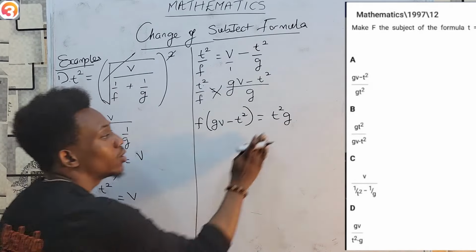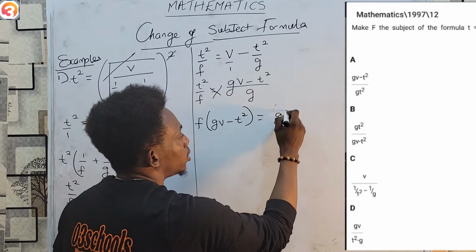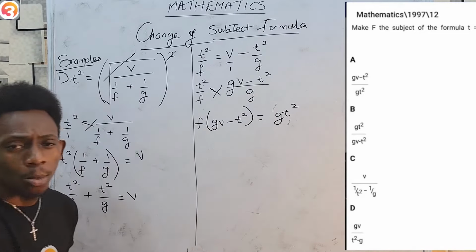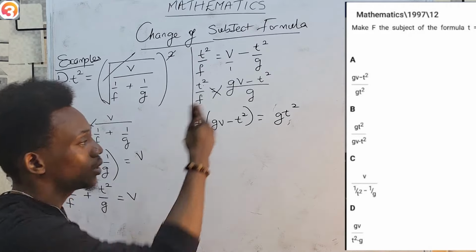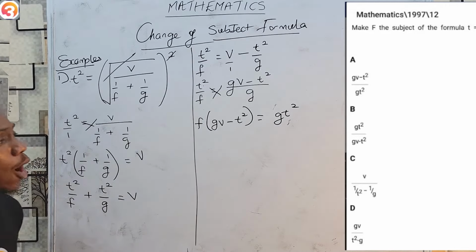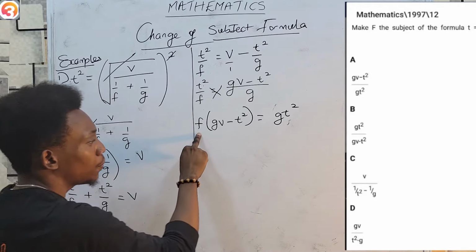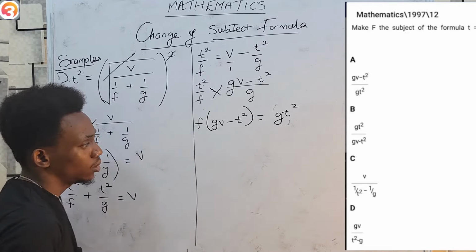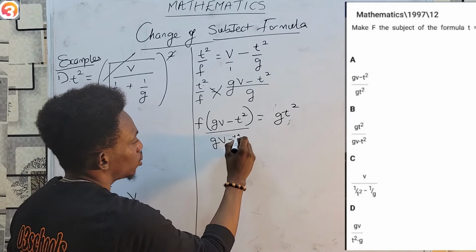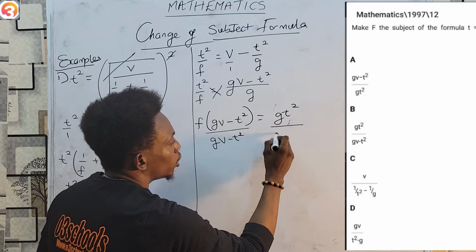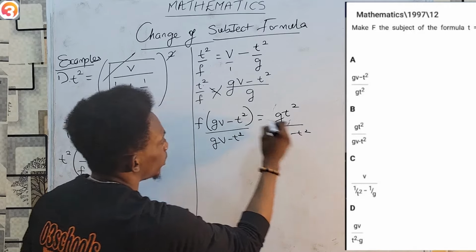Or if you prefer, gt squared. Most times in mathematics, we like writing it in alphabetical order. G comes before t, so gt squared. And once you've done this, you realize I am almost done. My f is now alone, but it's multiplying something. So remove this thing it is multiplying. This is gv minus t squared over gv minus t squared.